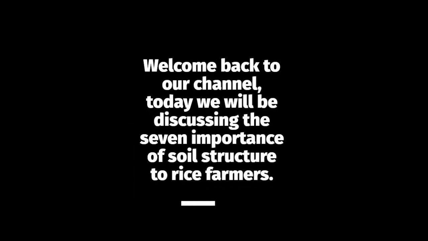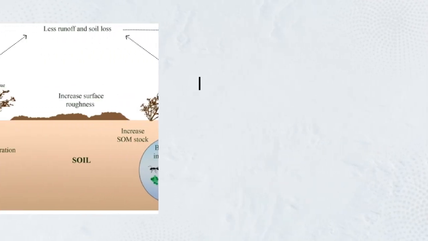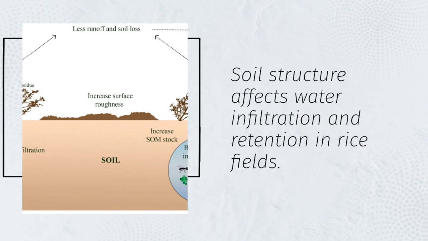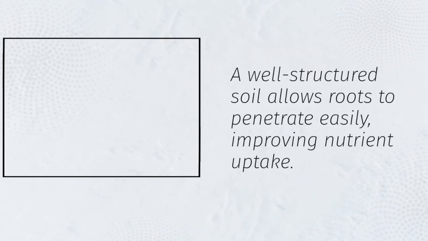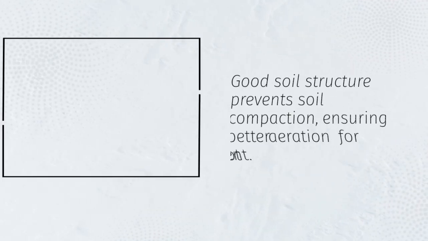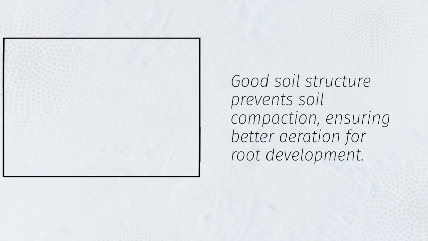Today we will be discussing the importance of soil structure to rice farmers. Soil structure affects water infiltration and retention in rice fields. A well-structured soil allows roots to penetrate easily, improving nutrient uptake. Good soil structure prevents soil compaction, ensuring better aeration for root development.